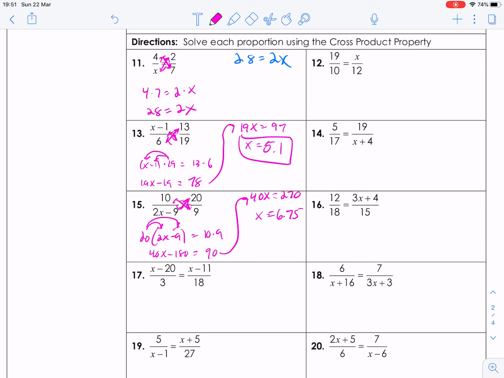So what that means, let's go back to number 11 real quick. So we found x to be 14. So let's plug it in and see what that means. We get 4 over 14 equals 2 over 7. Is that true based on our knowledge of fractions? It is, and that's where this idea comes from, okay?